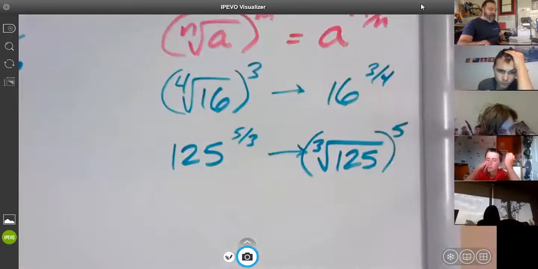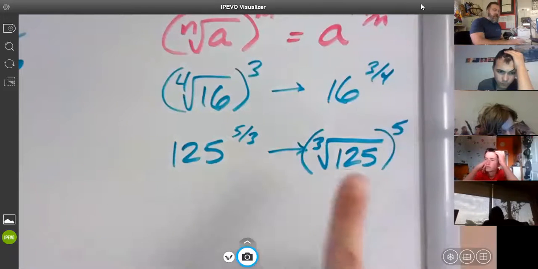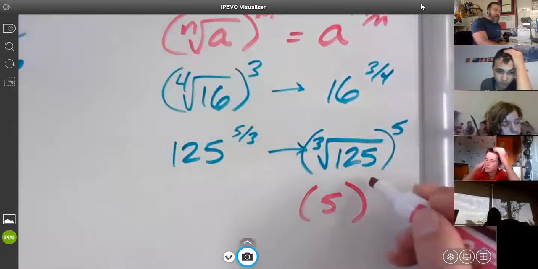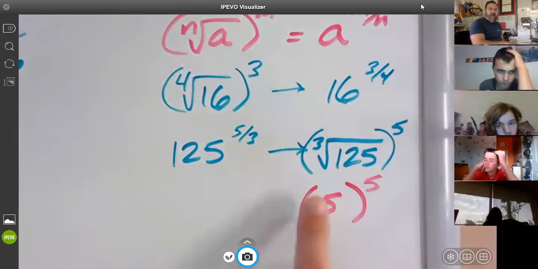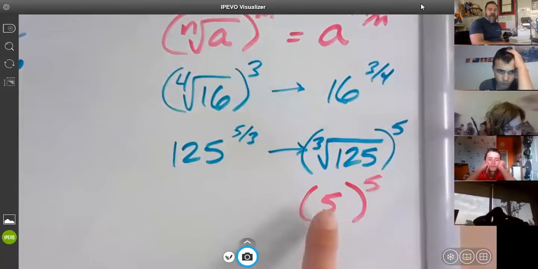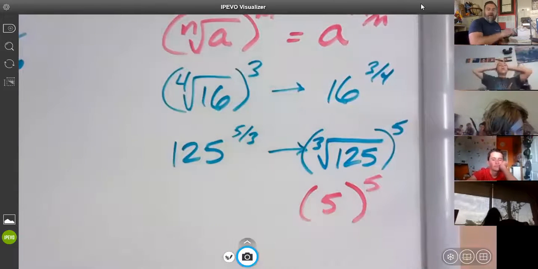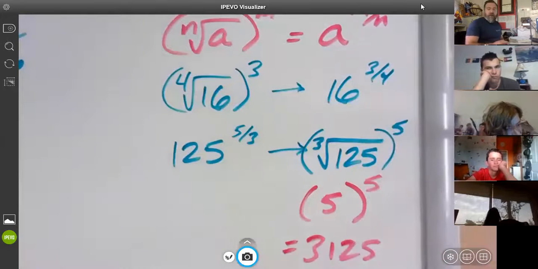Just to break this down, if I had to evaluate this, I would first deal with this cube root, and I would get that the cube root of 125, or what times itself 3 times gives me 125, is 5. Okay? These numbers will not always match. That's just kind of a coincidence. But I would first do this operation. That yielded 5. Now I take whatever that root value was inside the parentheses, and now I'm going to raise it to the exponent. The long way of saying it is 5, 5, 5, 5, 5, right? That would come out to 3,125. So if I was asked to evaluate, that would be my final answer.